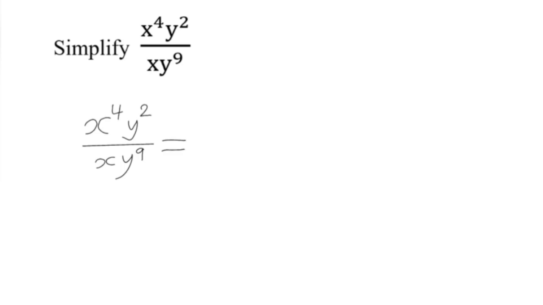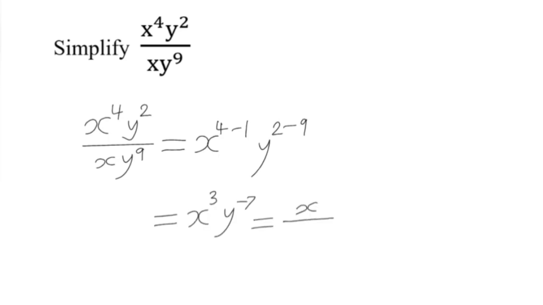Well, let's deal with each pronumeral separately. So this will equal x to the power of 4 minus 1 times y to the power of 2 minus 9, which equals x cubed times y to the power of negative 7, which equals x cubed over y to the power of 7.